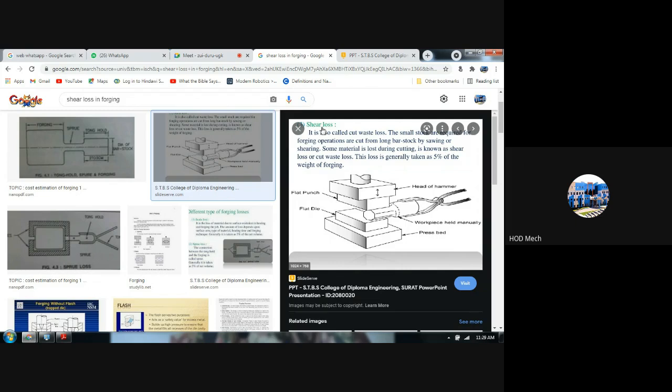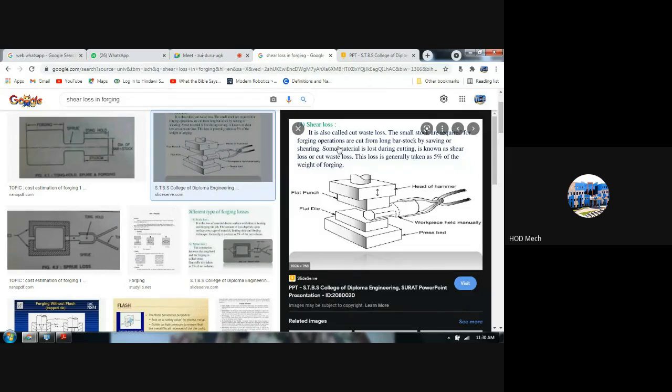Now what is shear loss? Shear loss, what do you say? For example, how will you define shear loss? When you are taking the material for a forging operation, you will be cutting the material from a long stock. When you cut that, there are certain chances that a few materials may be lost. And these materials that are wasted during cutting is called a shear loss.